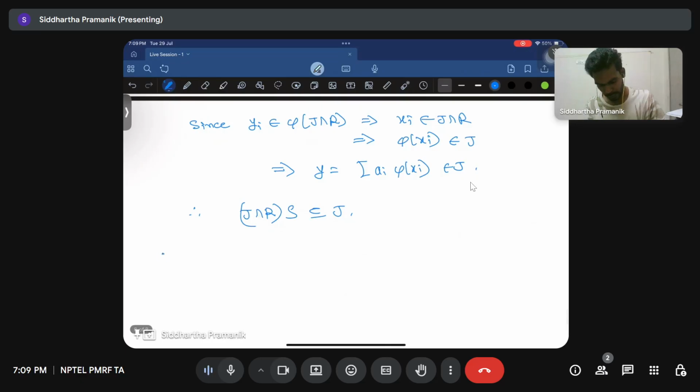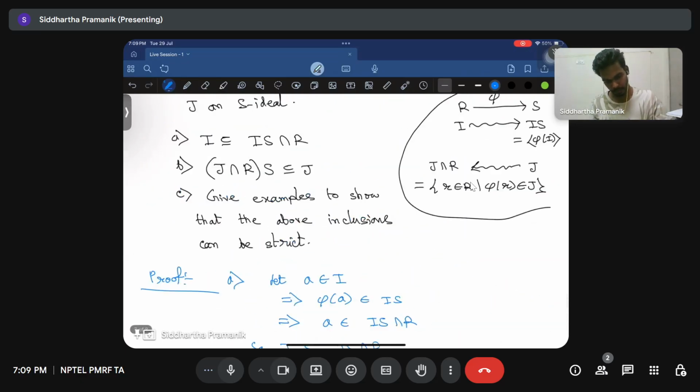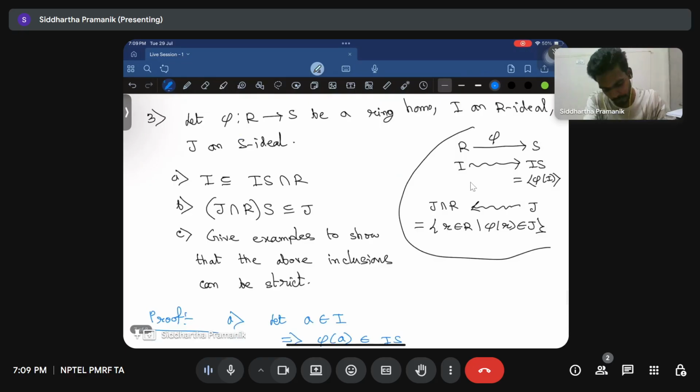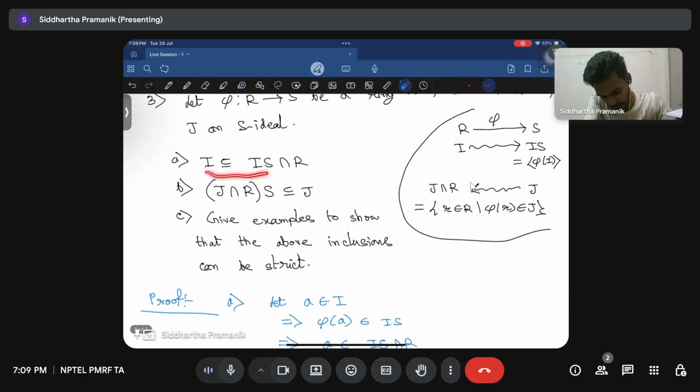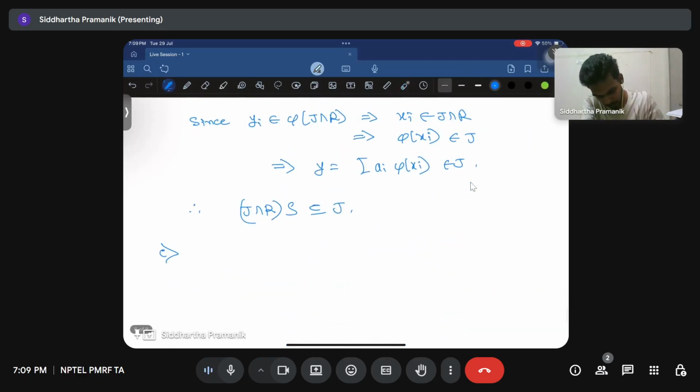Okay, now the examples. So we need to give an example so that this is a proper containment. So let i from Z to Q be the inclusion map, defined as i of n equals n for all n. Then it is clearly a ring homomorphism.